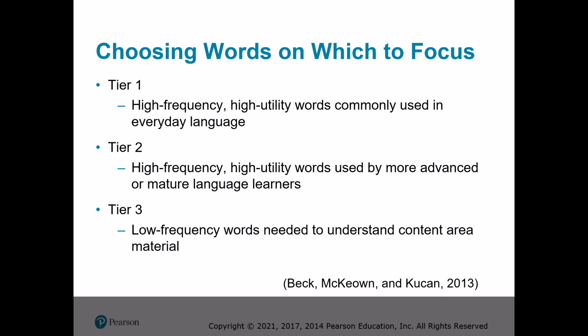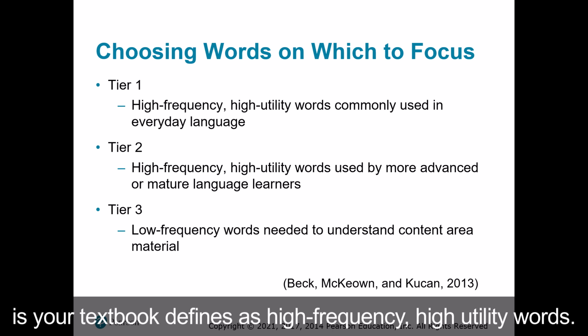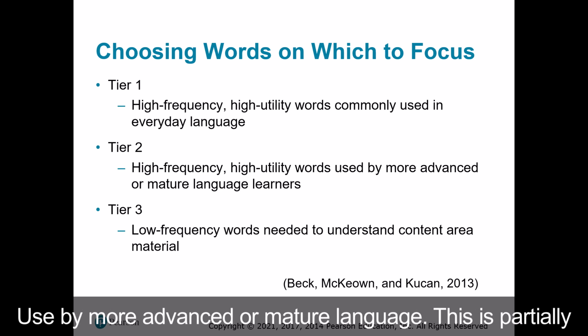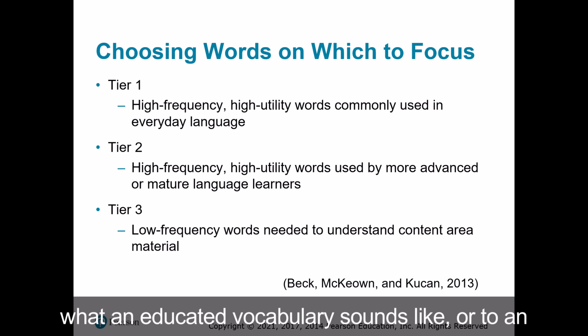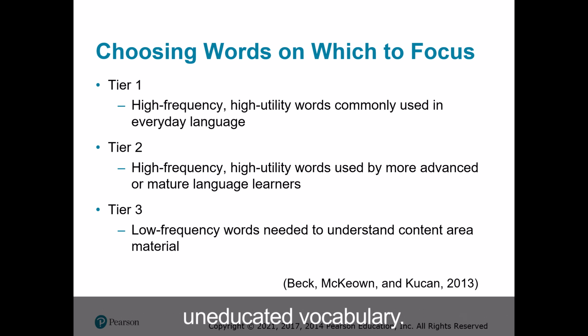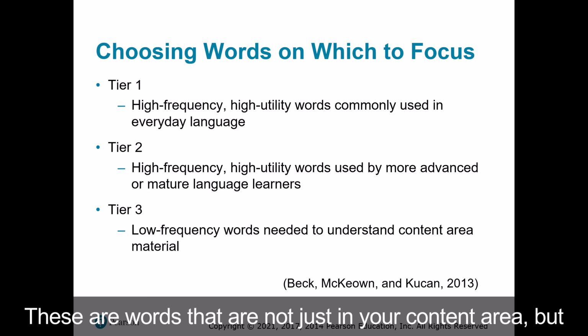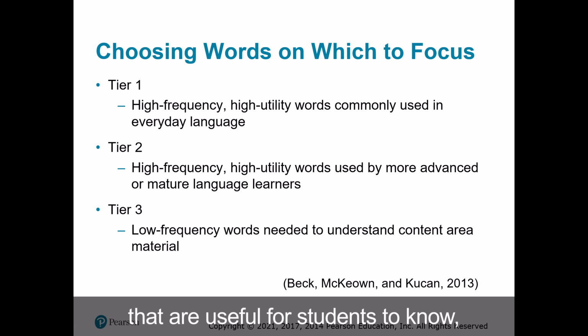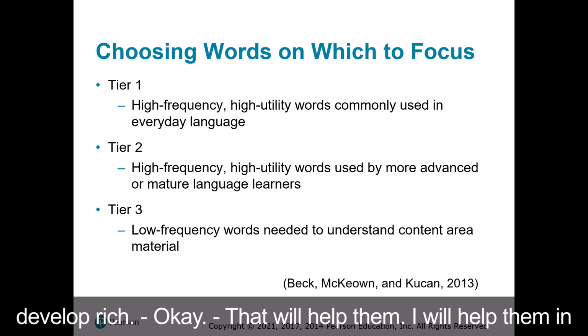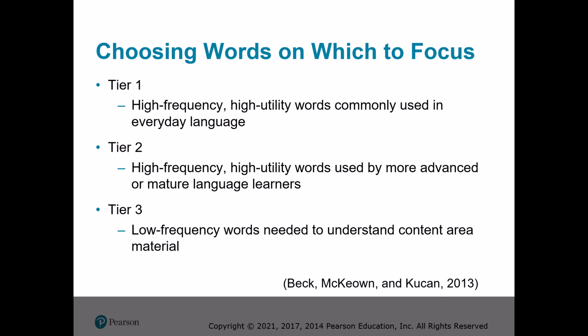Tier 2, your textbook defines as high frequency, high utility words used by more advanced or mature language learners. This is partially what an educated vocabulary sounds like compared to an uneducated vocabulary. These are words that are not just in your content area, but that are useful for students to know to develop rich, deep vocabularies that will help them in life and will help them in all content areas, including yours.